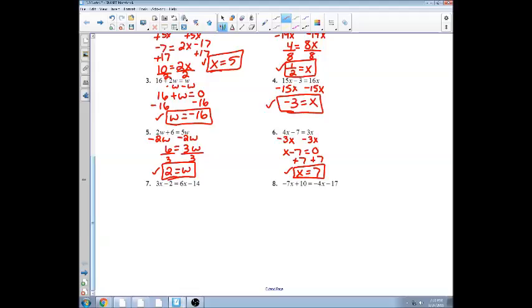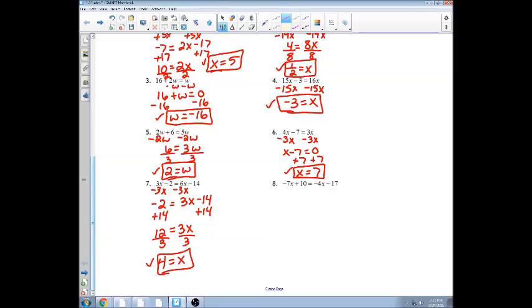Number 7, I want to keep my variable positive, so I need to move the 3x. So I'll go ahead and subtract the 3x. That would leave me with negative 2 is equal to 3x minus 14. Have to add the 14. That would give me 12 is equal to 3x. Divide by 3, divide by 3. 4 would equal x. And again, I have checked it earlier, so that is good.